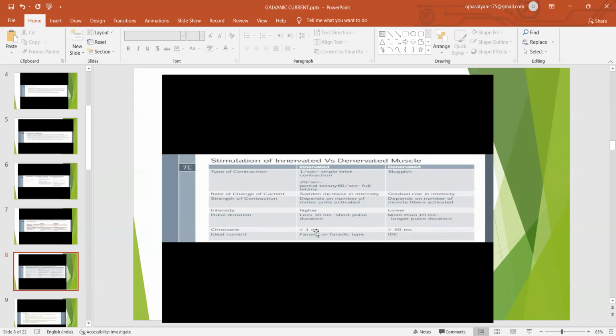Chronaxie: for innervated, 1 millisecond; for denervated, 15 milliseconds. Ideal current: periodic, on-off type for innervated, and interrupted direct current for denervated.